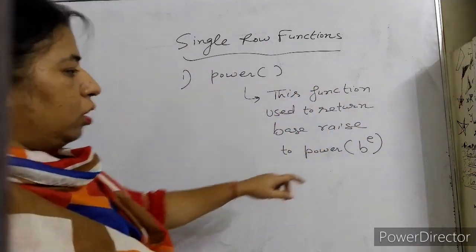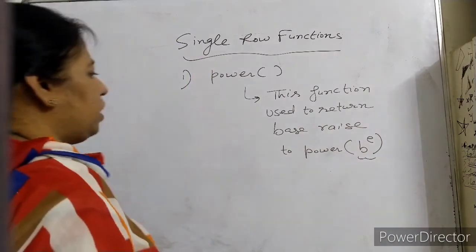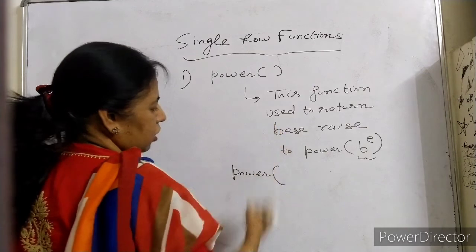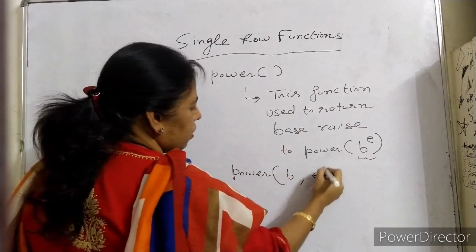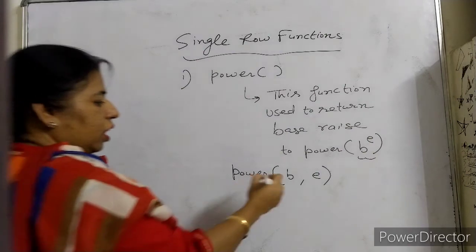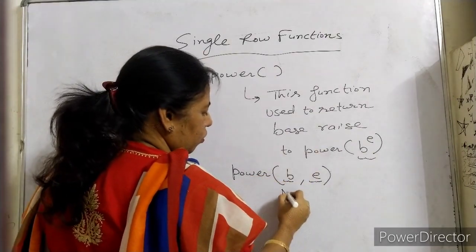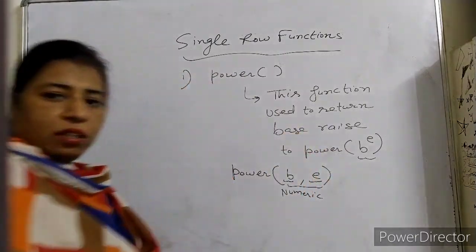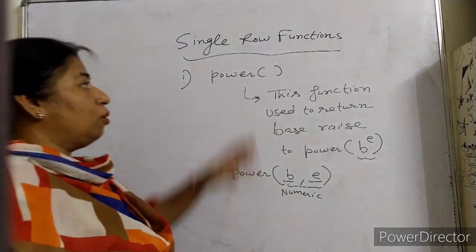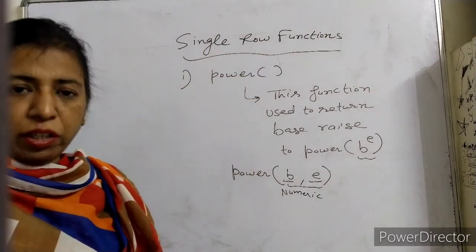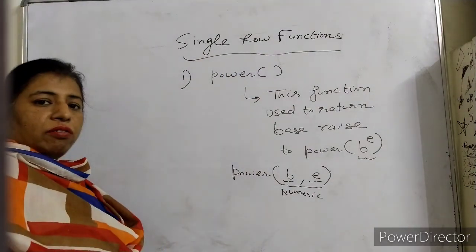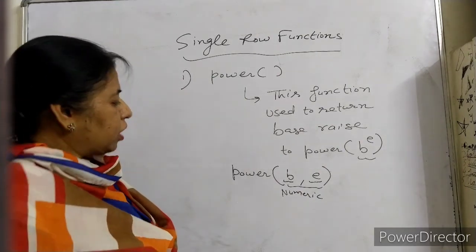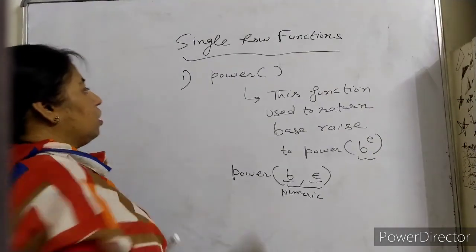If I want to do this in MySQL, I will write the power function. The syntax for the power function is power(base, exponent). Clear? Both the arguments should be numeric, because if I am taking the category numeric and I am calculating the power, it means I cannot calculate the power of characters. It must be numeric only. Clear? This is the syntax of the power function.